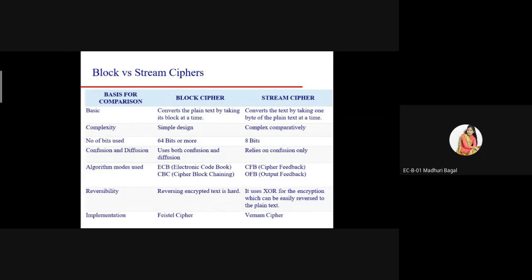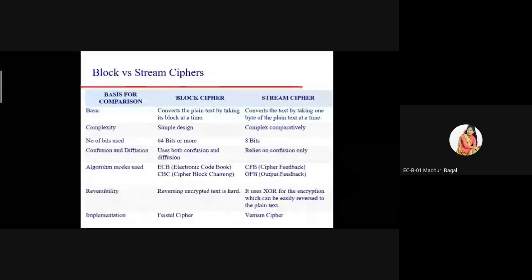Then for the most commonly used algorithms, the block cipher can use electronic code book as well as cipher block chaining, these two algorithms, and the stream cipher can use the cipher feedback and output feedback algorithms. So based on the number of points, we can distinguish these two: one is the block cipher and another is the stream cipher.